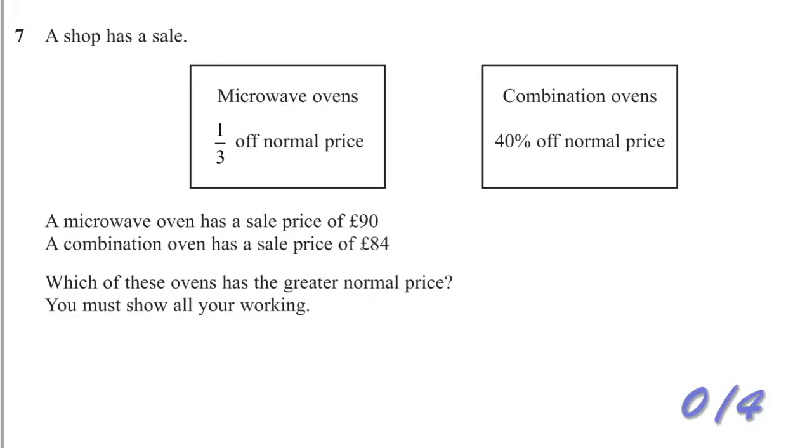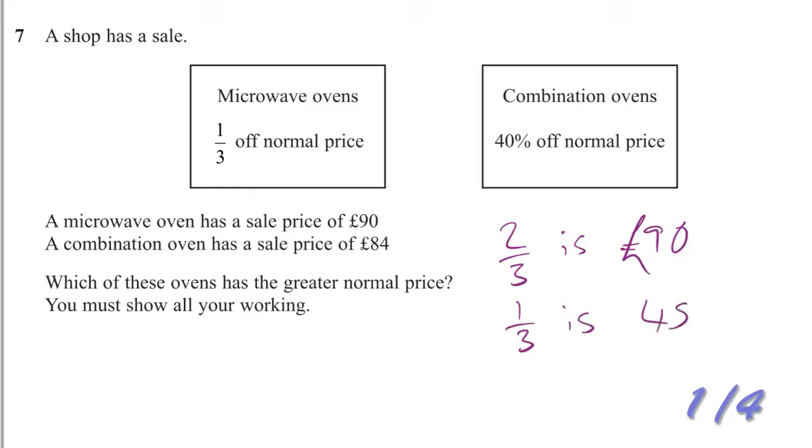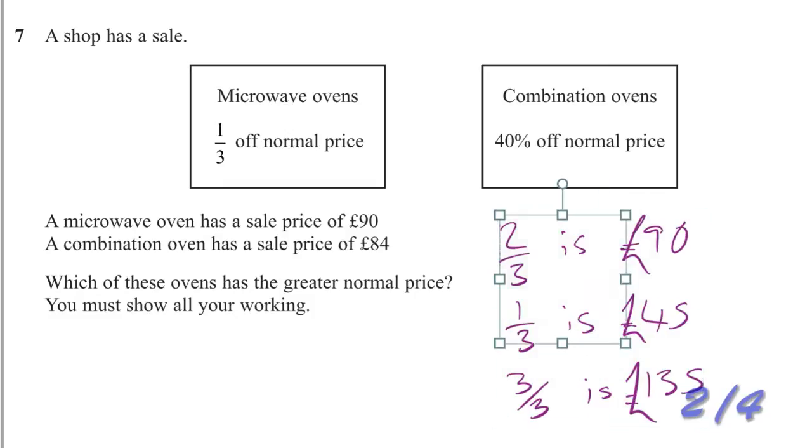If a third has been taken off, that means that 2/3 are left. So 2/3 is £90. That means that a third of the price would be half of 90, which is £45. So the full price, which would be 3/3, is 3 lots of 45, which is £135. That's the microwave oven. Let's have a look at the combination oven.